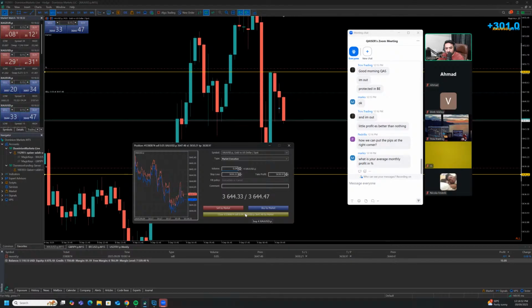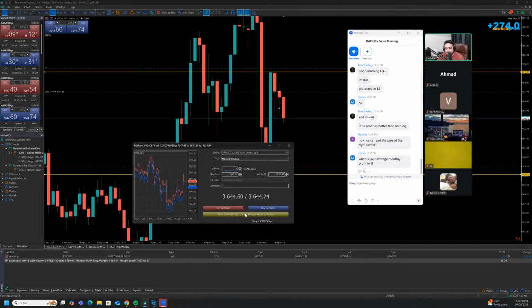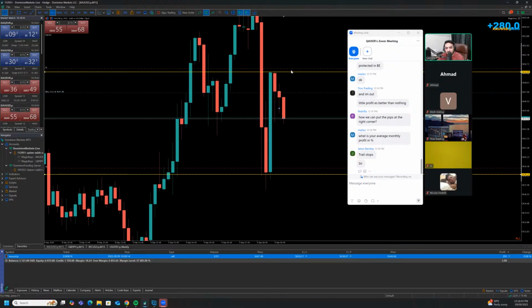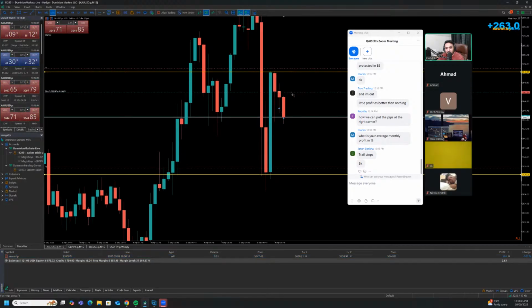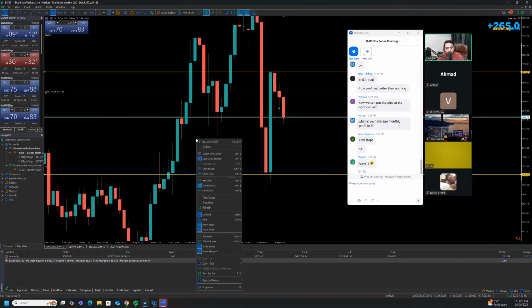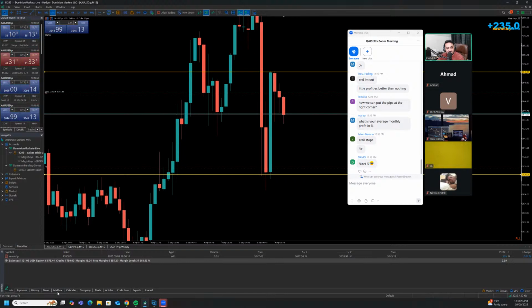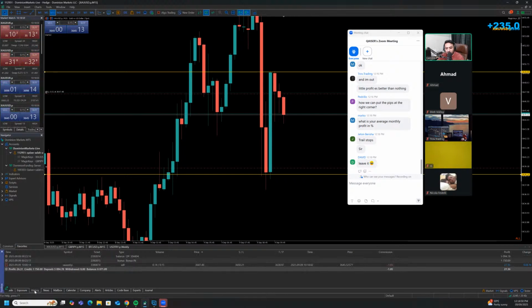Interesting. It's getting interesting now. Yeah, just secure it. Bring stop loss to break even now. 30 pips in our pockets. 30 pips in our pocket.